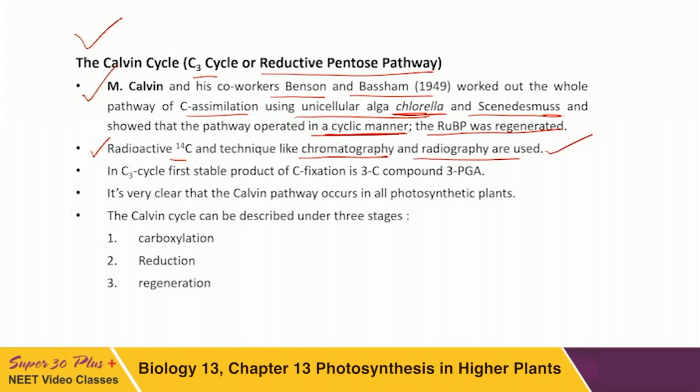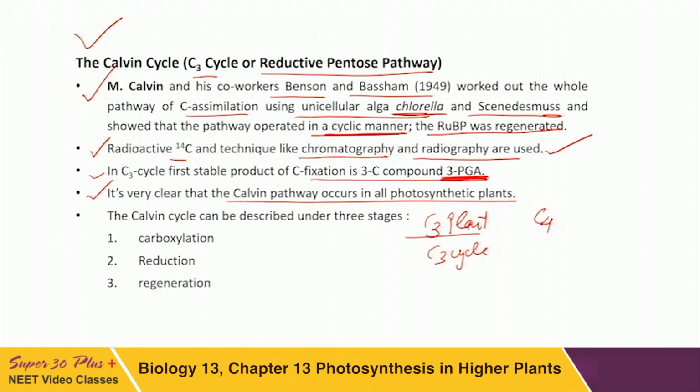Important: in the C3 cycle, the first stable product, as I told you, has 3 carbons, and that one is phosphoglycerate or phosphoglyceraldehyde. One very important point is that the Calvin pathway is found in all photosynthetic plants. In a C3 plant it will definitely have the C3 cycle, and in a C4 plant it also has the C4 cycle followed by the C3 cycle. So the C3 cycle is very important, it is found in all.